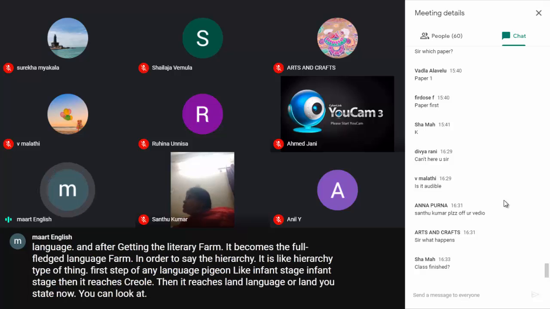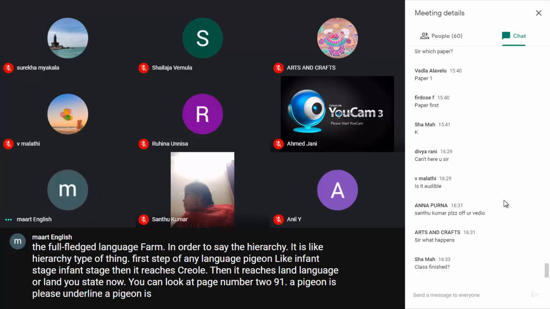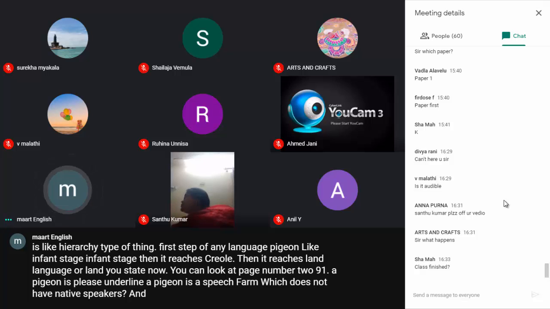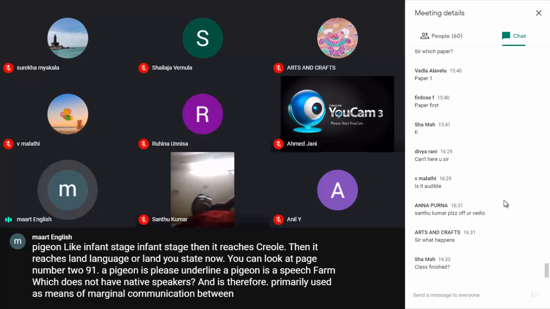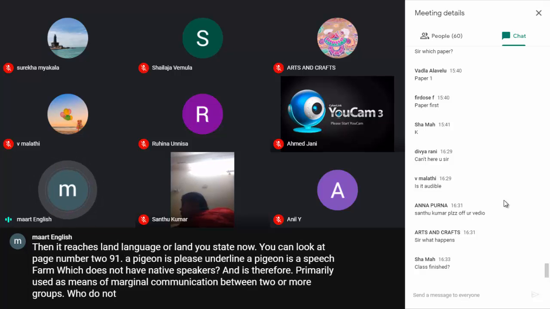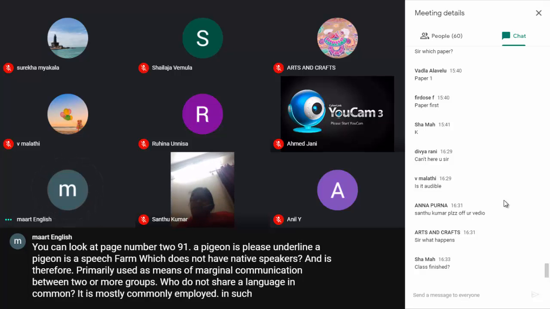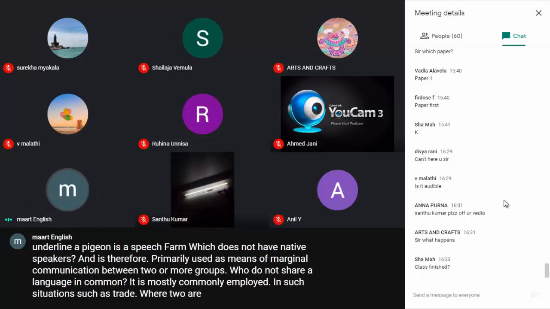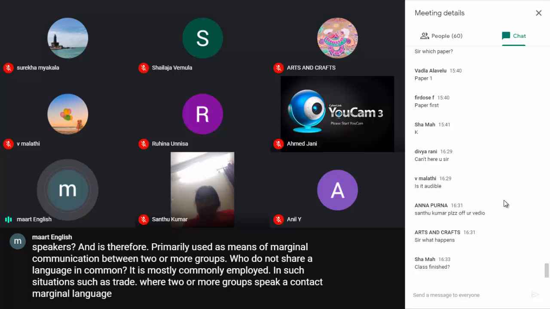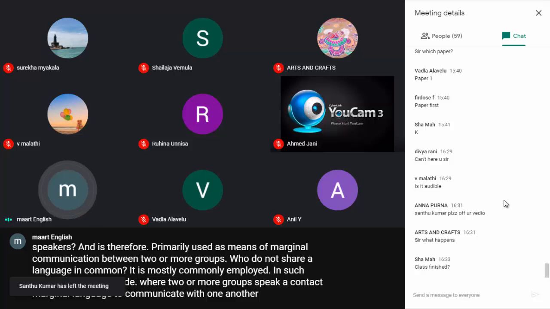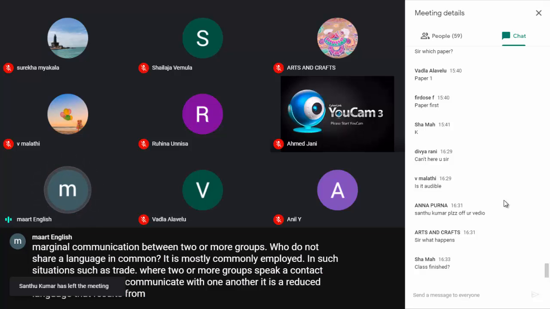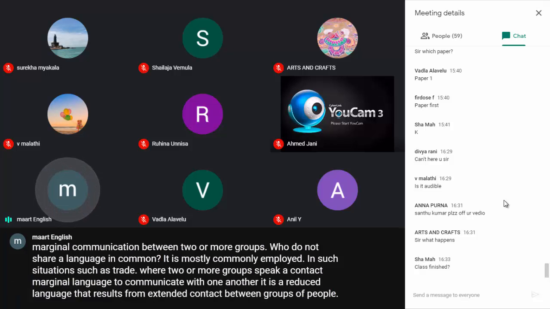Now you can look at page number 291. Please underline: a pidgin is a speech form which does not have native speakers and is therefore primarily used as a means of marginal communication between two or more groups who do not share a language in common. It is most commonly employed in situations such as trade, where two or more groups speak a contact marginal language to communicate with one another. It is a reduced language that results from extended contact between groups of people with no language in common.